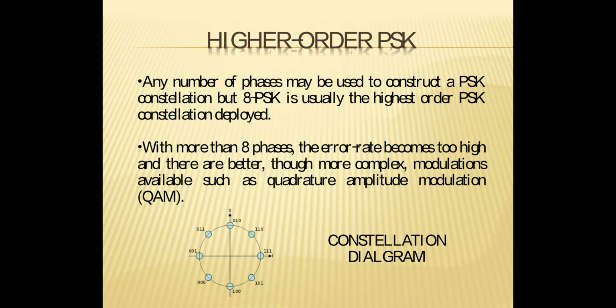Now we also have higher order PSK. That means instead of 2 and 4 phase shift keying, we may have more than that, higher order PSKs also. So the constellation diagram will look like this. You can see in the diagram, here we have 8 phases or more than 8 phases.